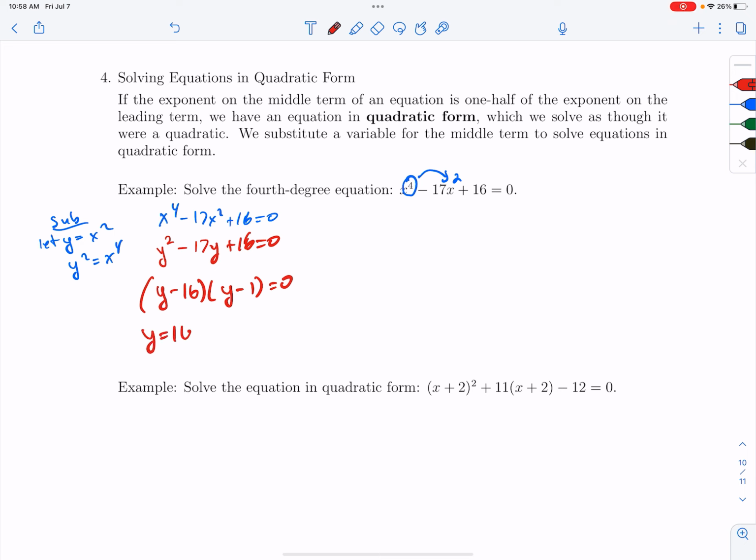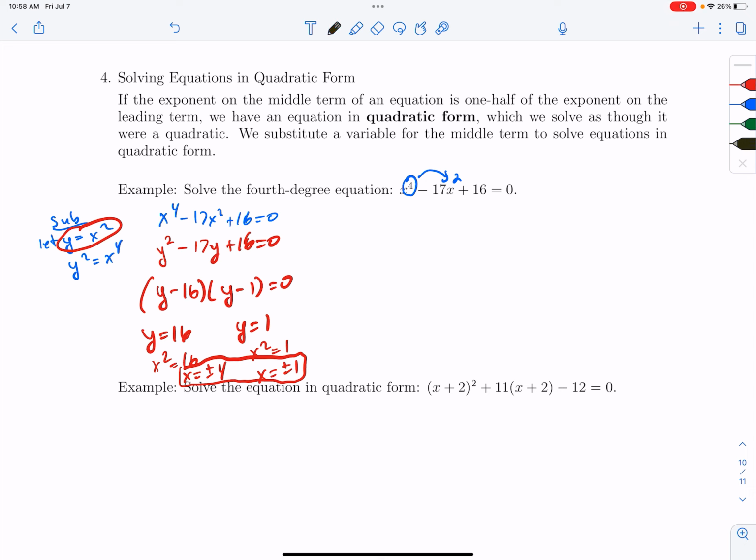So y is equal to 16, y is equal to 1. But I don't want to solve for y. I ultimately want to solve for x. So what we saw is that y is going to be x squared here. So x will be plus or minus 4, and then x squared is equal to 1, x will be plus or minus 1. So I have 4 solutions, and that makes sense because the original equation was raised to the fourth power.